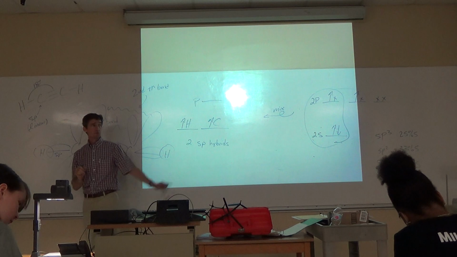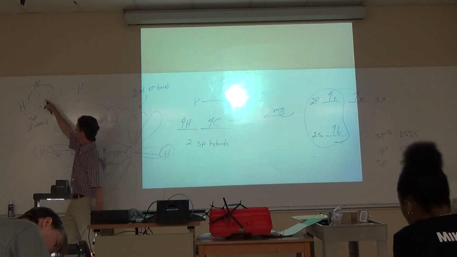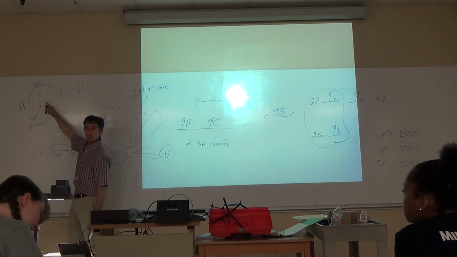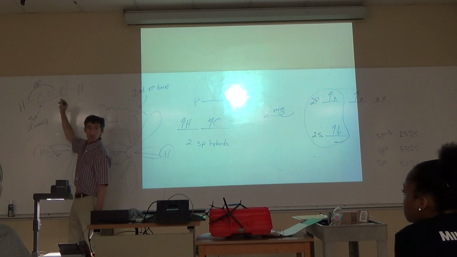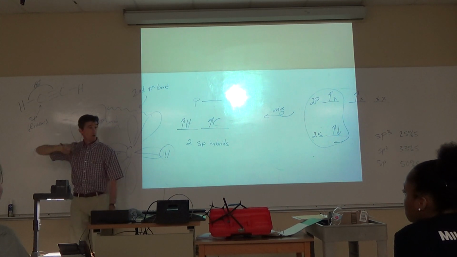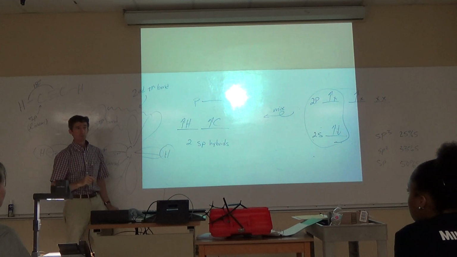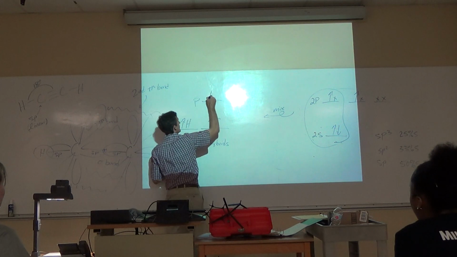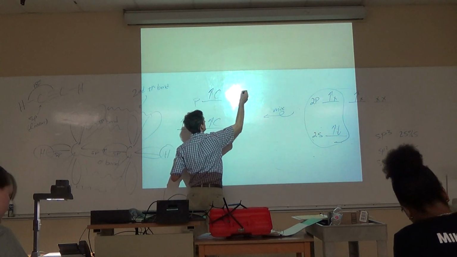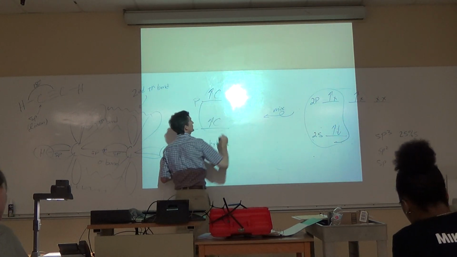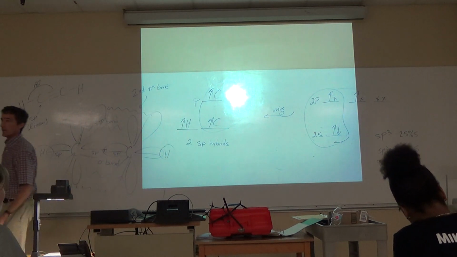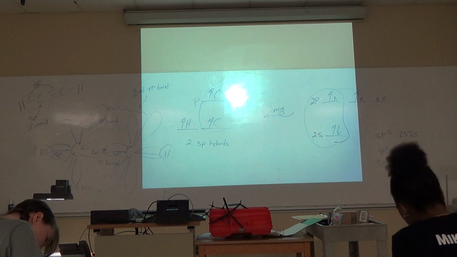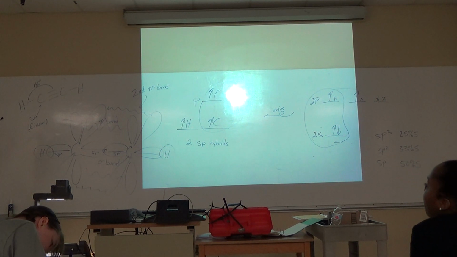You make sigma bonds using hybrids. What else do you see here? This carbon is also making two pi bonds to carbon. What type of orbitals do you make pi bonds with? P. Pi bond to carbon, pi bond to carbon. There's your triple bond. So you can do it sort of in reverse that way, just based on what you see.